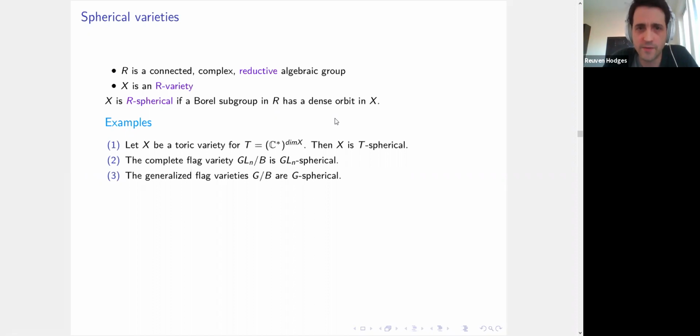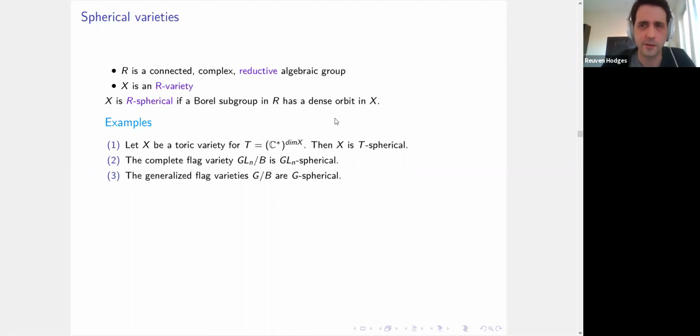Another two standard examples of spherical varieties are the complete flags. The complete flag variety GLN mod B is GLN spherical. Why? Because GLN mod B is a Schubert variety. It is a B orbit closure, so it definitely has a dense B orbit. And the same is true in general for G mod B. G mod B is always a Schubert variety, and so it is always a B orbit closure. So it always has a dense B orbit.